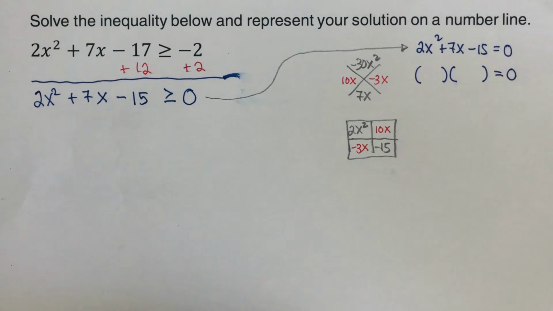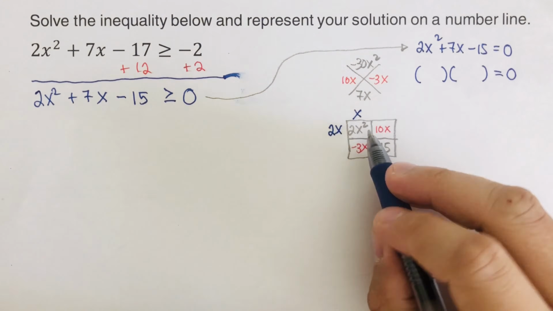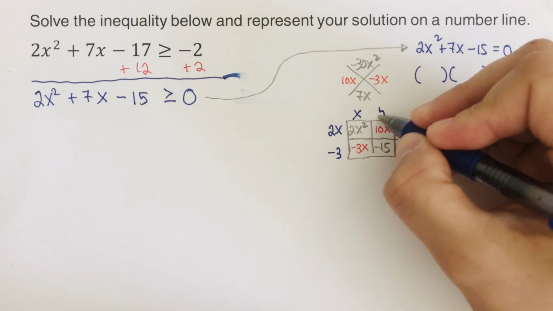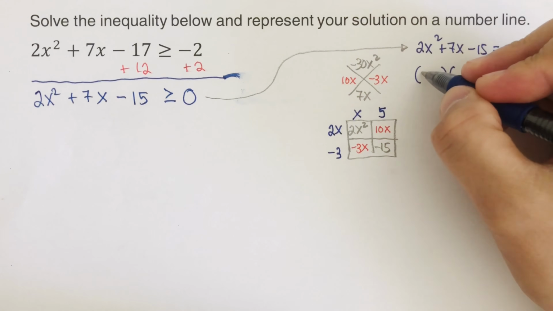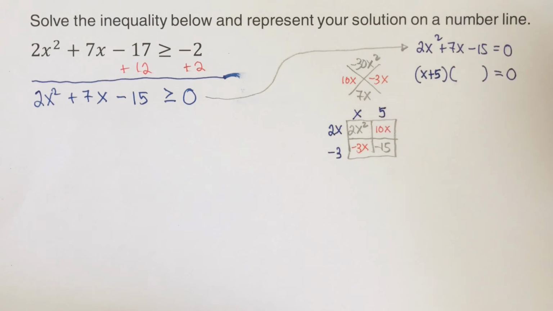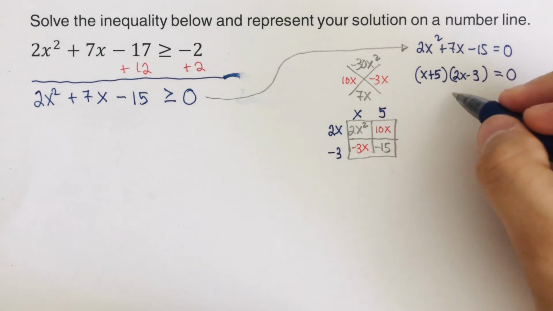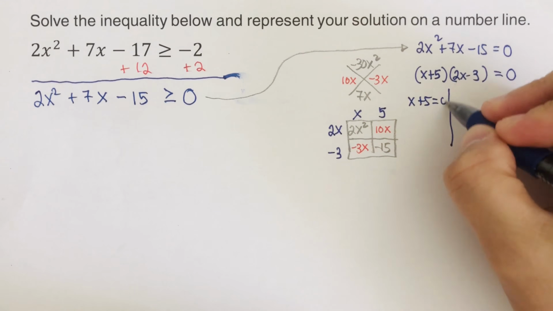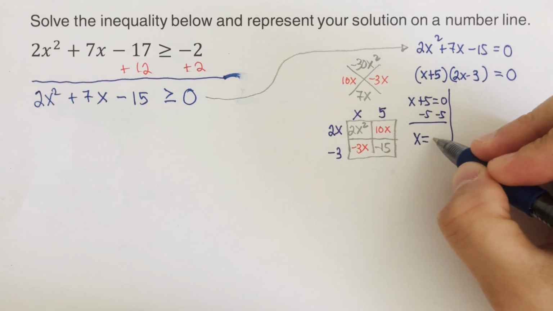So that means the factors are x and 2x. That means that's 2x squared. This would be a negative 3. And this would be a 5. And so we got a negative 15. So the factors are x plus 5 and then 2x minus 3. So use the zero product property. This would be x plus 5 equals 0. So minus 5 and minus 5. So then the x is negative 5.